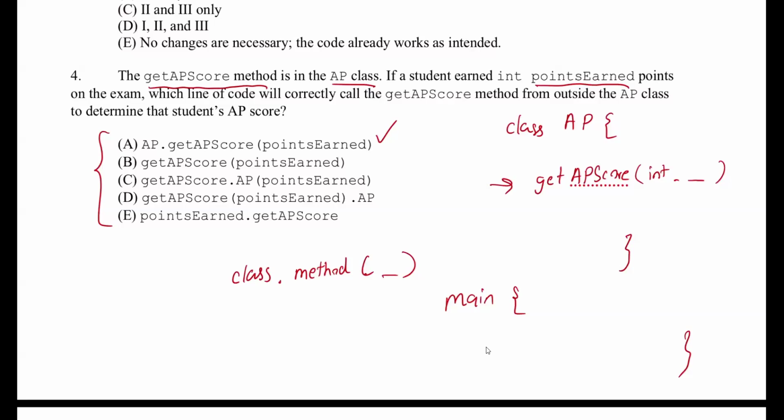And then when you look at number C, it doesn't make sense because the class cannot be behind the method. And when you look at number D, it doesn't make sense. Why? Because the class name cannot be at the end, it can only be from the front.